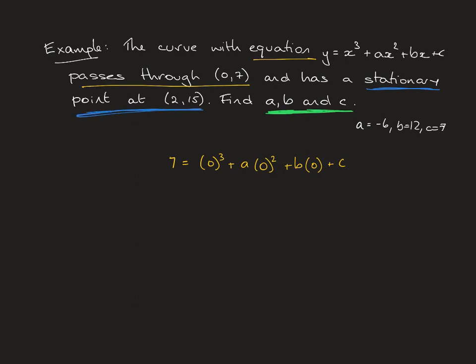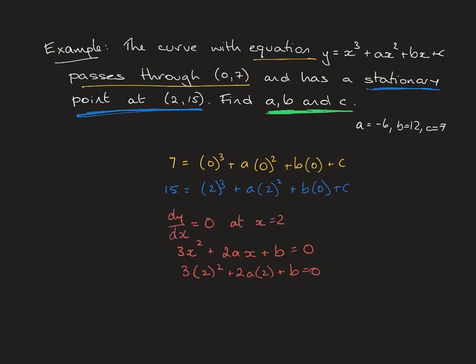The second piece of information again comes from the fact that it has a stationary point at (2, 15). And remember, stationary points give us two pieces of information. The first one is that we can substitute in that point to the equation and get another equation, so with 2 instead of the 0. And secondly, that our dy/dx formula is equal to 0 when x is equal to 2. That's going to combine to give me the third equation there, and then I can solve using either algebra or my CAS calculator.